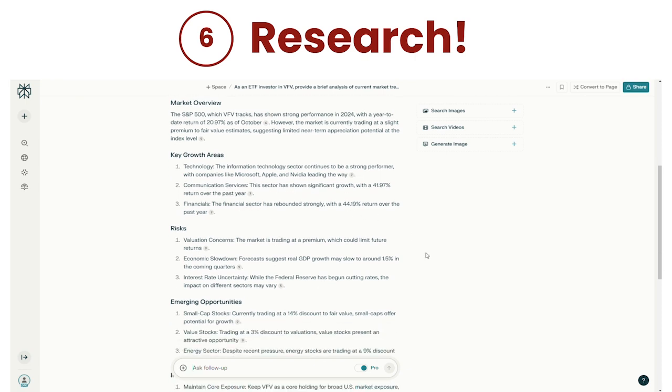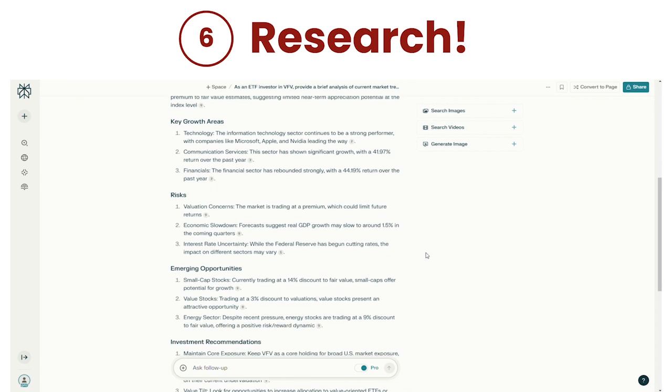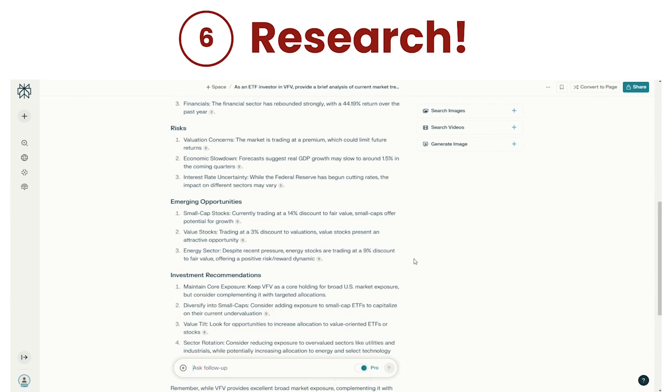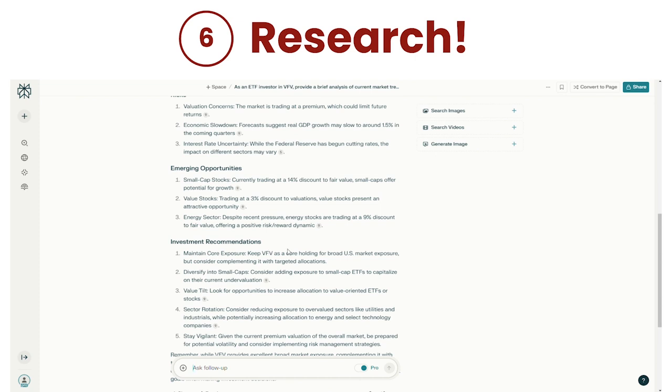It gives you a good market overview. It's also highlighted the key growth areas in technology, communication services, and financials that you can look at. Now, there are some risks as well, which you can deep dive into in terms of valuation concerns, economic slowdown, interest rate uncertainty, as well as emerging opportunities.